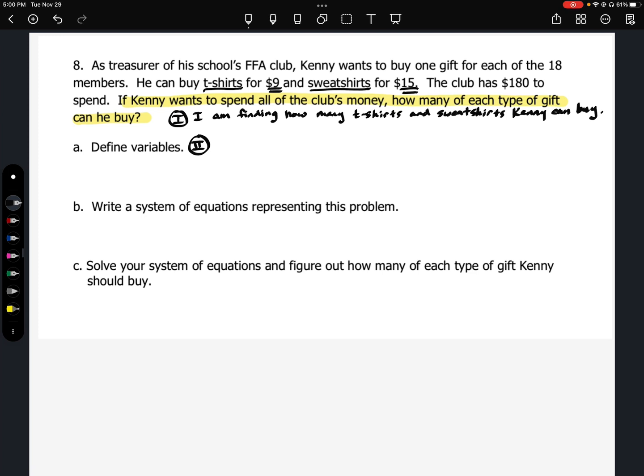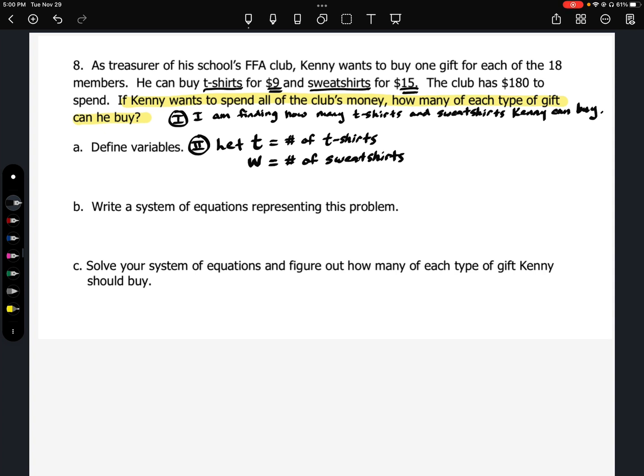I'm going to use a fancy t because my t's and pluses look a lot alike, and I'm going to let t equal the number of t-shirts. Then we also have the number of sweatshirts. I'm going to use a W for sweatshirts because my S's and 5's look way too much alike. So I'm going to let W equal the number of sweatshirts. You can use whatever letter you want. You don't have to use T and W like I did.